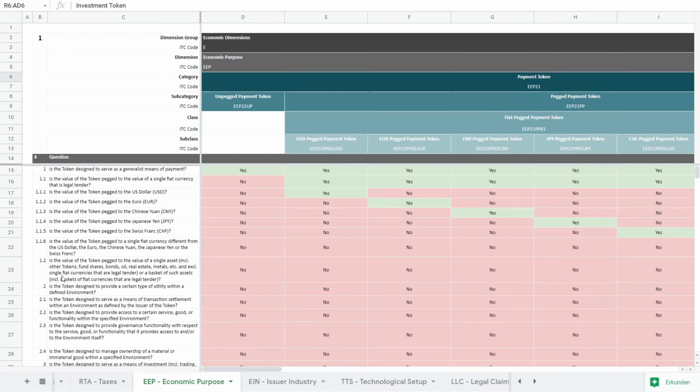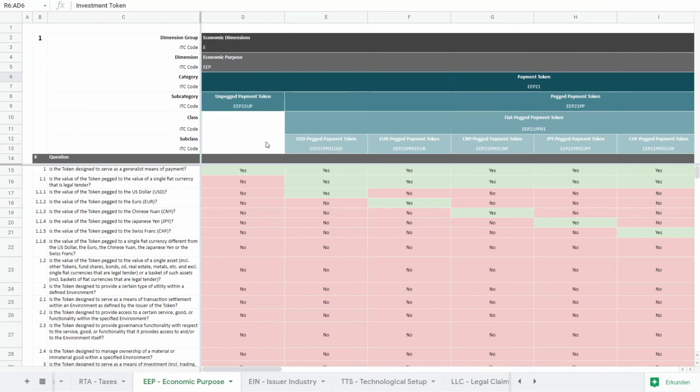You can see, for example, for the USD pegged payment token, the question would be first, is the token designed to serve as a generalist means of payment? We have yes. This is the case for all payment tokens, so for the whole category of payment tokens. Second, we have, is the value of the token pegged to the value of a single fiat currency that is a legal tender? And we have here again a yes for all fiat pegged payment tokens. And then finally we have, is the value of the token pegged to the US dollar, USD? Yes, and then we would classify this token as a USD pegged payment token.